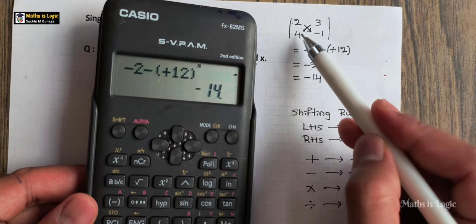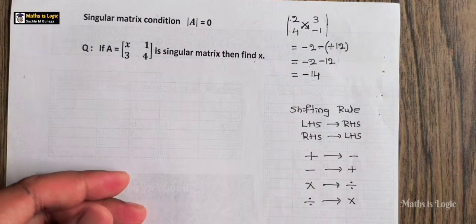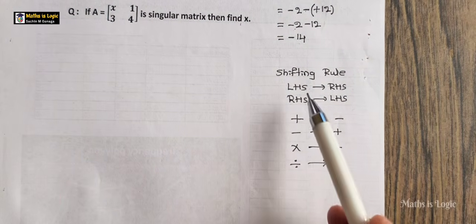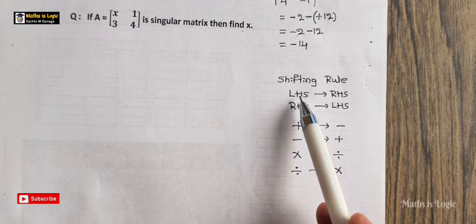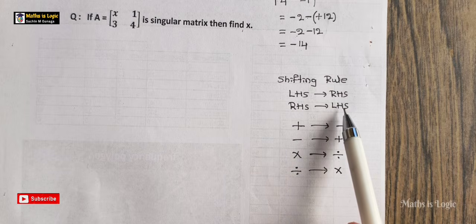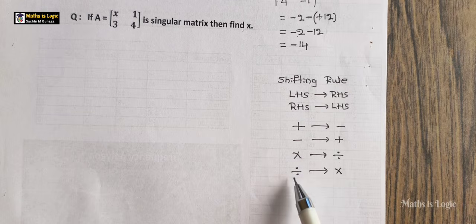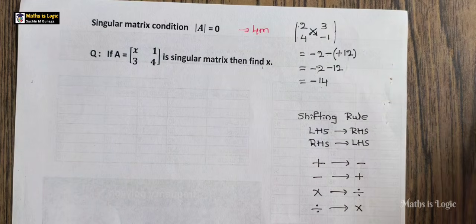What is that? Cross multiplication, middle always negative sign. Next, also remember the shifting rule. Whenever you are shifting a left hand side value to the right hand side or a right hand side value to the left hand side, plus always becomes minus, minus becomes plus, into becomes division, division becomes into.